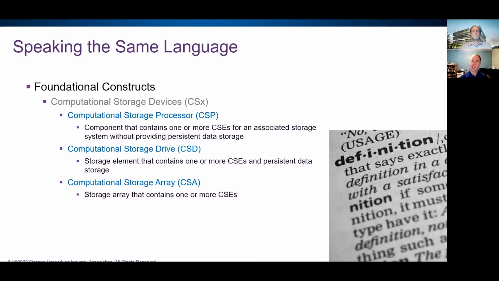Thinking of the previous slide, the diagram on the left would be a computational storage processor. The diagram on the right would be a computational storage drive. And then finally on this slide, the computational storage array, as the name may suggest, is a traditional storage array that also has one of these computational storage engines in it, for performing compute on the drive itself without moving the data to the host CPU.